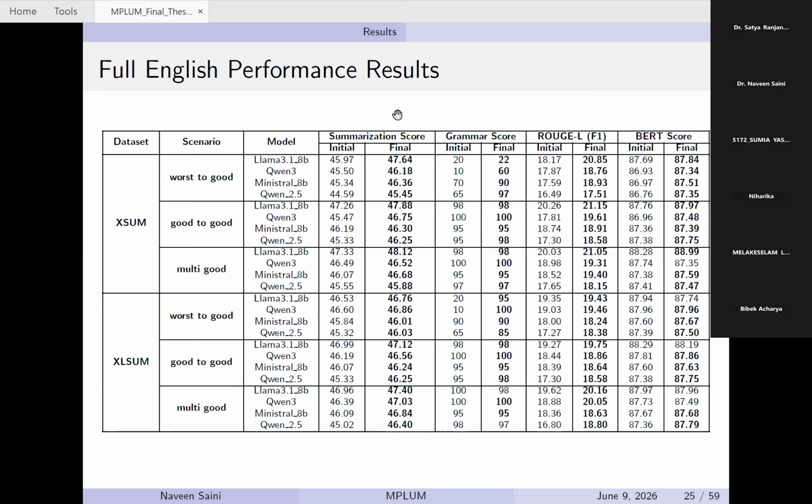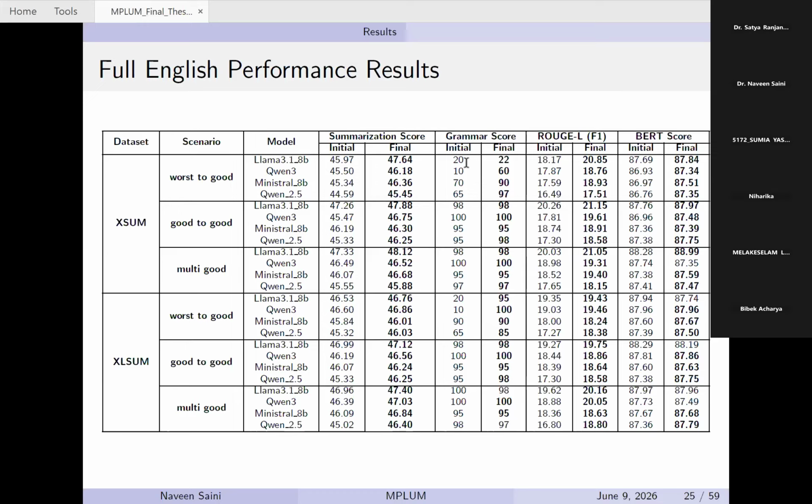LLMs. Now you can see this is the summarization score. The summarization score is the weighted combination of the Rouge-L and the grammatical score. This is the initial, this is the final. You can see the summarization score was initially 44.97, then it increased to 47.64. In all the cases, it is increased. Weighted combination of Rouge-L and BERT score. And then we have the grammar score.